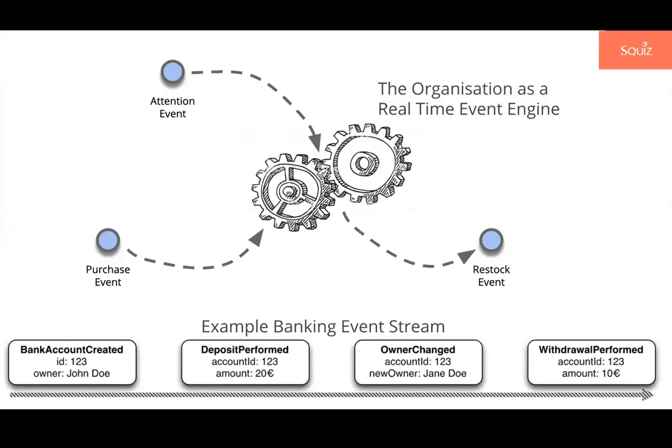So you may have a series of events in our hypothetical lemonade stand where we've got an attention event followed by a purchase event that could trigger a restock event. And they can think of the whole organization in that term. Streams of events coming in, they're processed, and new events are then returned back out there. A more concrete example is a banking system, where you could have an event to create the account, an event to deposit money, an event to change the owner, and an event to withdraw. You can imagine there would be millions of these coming into the banking system at any given time, and they're being processed, and then they're being put back out there.